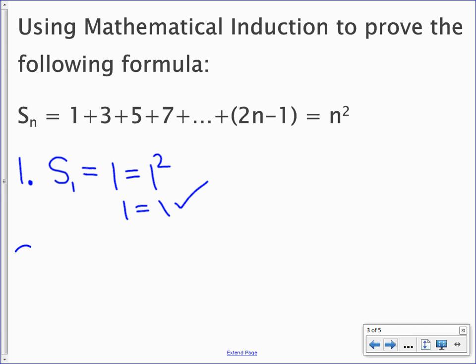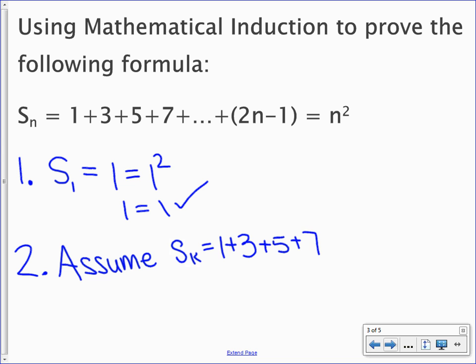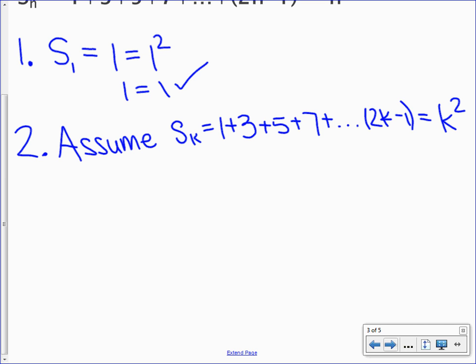Now, in the second part of our proof, we are going to assume that it is true for k. So we're going to assume that S of k is 1 plus 3 plus 5 plus 7 all the way up to 2k minus 1, and that's going to equal k squared. So we assume it is true for k.